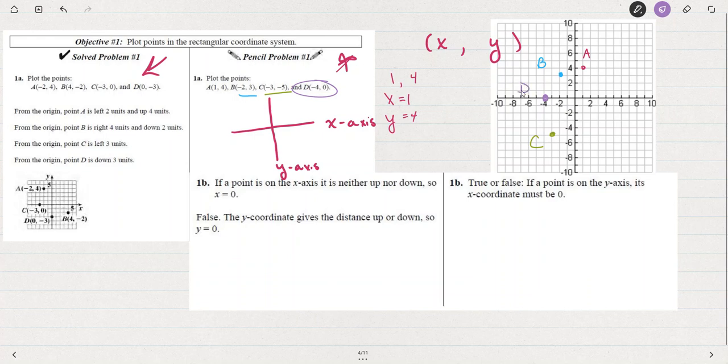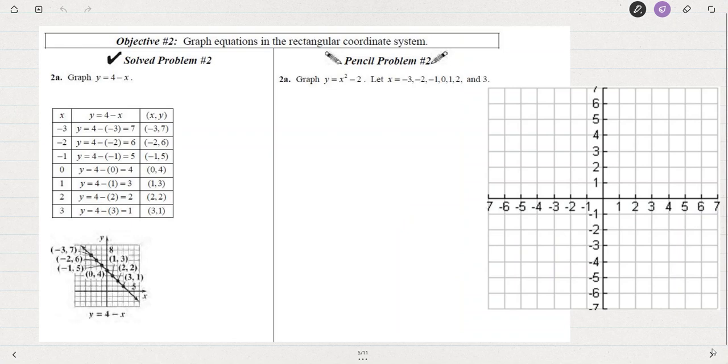There's a quick review on plotting points on the xy axis. Again, the first coordinate is always left and right. The second coordinate is up and down. True or false, if a point is on the y-axis, its x-coordinate must be 0. So if we look at all of the points that are on the y-axis, we can see that that is in fact true, that x is 0. Another way of saying plot a point where x is 0 is plot a point that's on the y-axis. We could sometimes call that point on the y-axis a y-intercept.